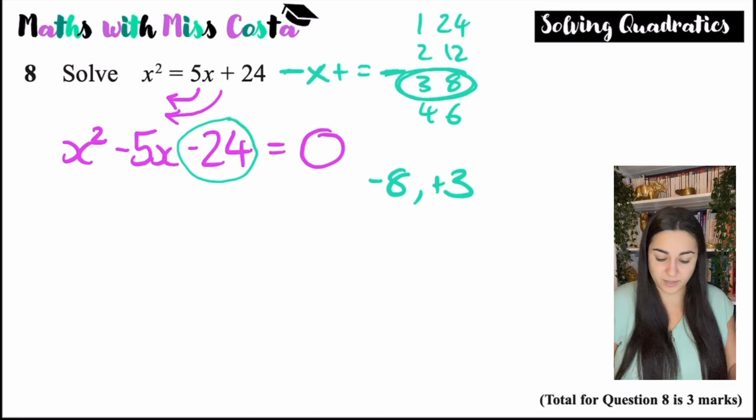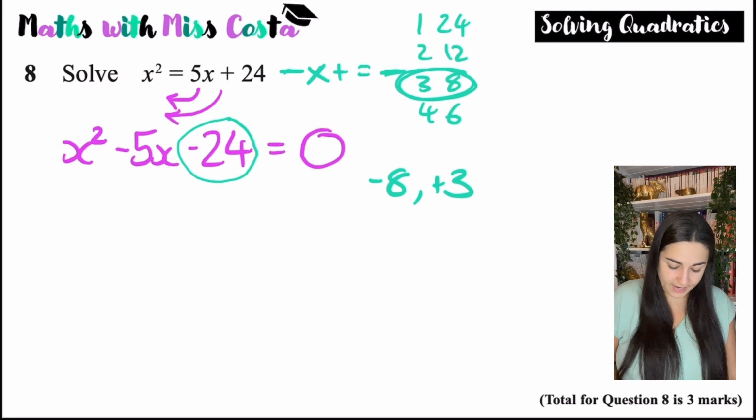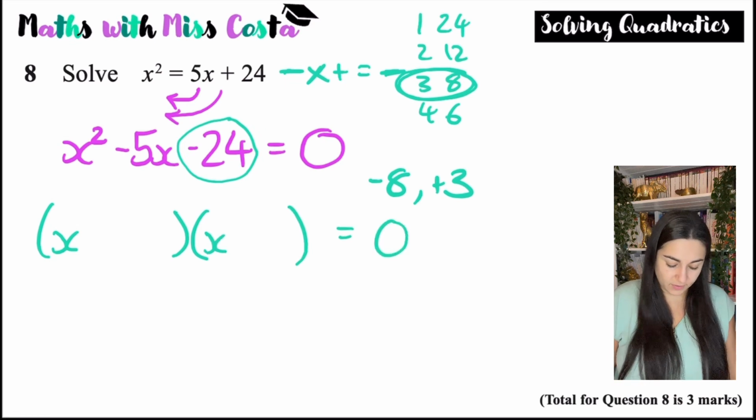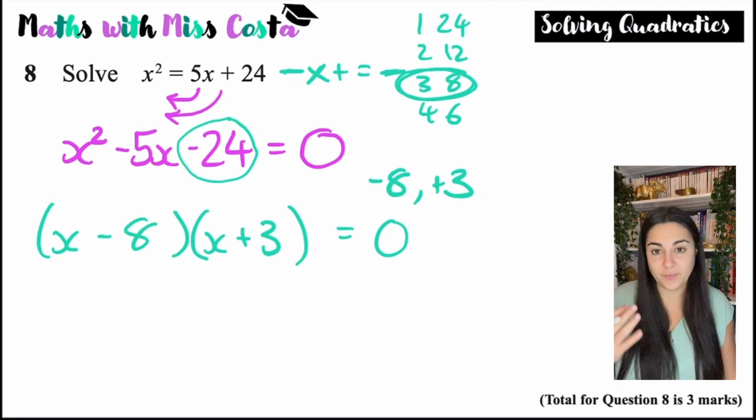Obviously, if you try 24, you'd be like 24 plus 1, that's negative 23, it wouldn't work. So if it's not immediately obvious to you, just try some out. So you've got negative 8 and plus 3. You put your little things in brackets, and one will have negative 8, one will have plus 3. Okay, so you've factorized it now. You found your factors, put it in brackets.